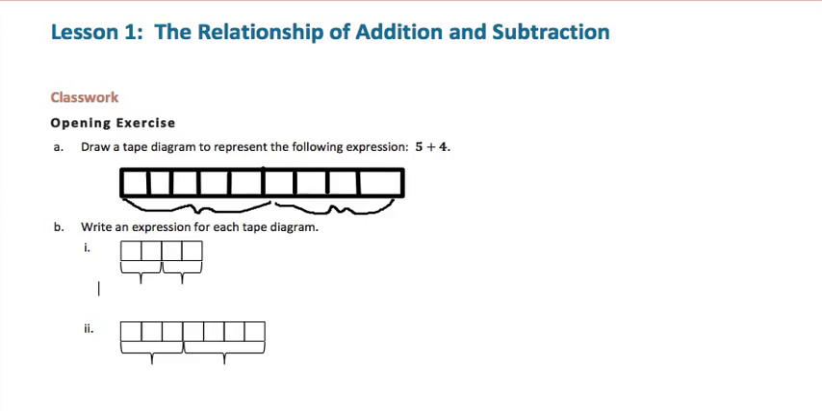So what we have in our first tape diagram is 2 plus 2. We don't put an equal sign because they've asked us to write an expression, and expressions do not have equal signs. Equations have equal signs. And then in the second example, we have 3 plus 4.